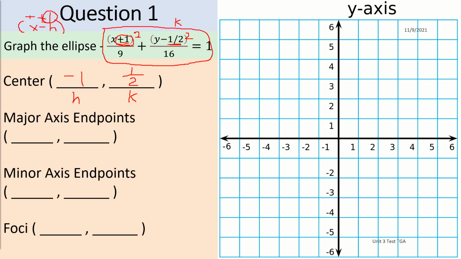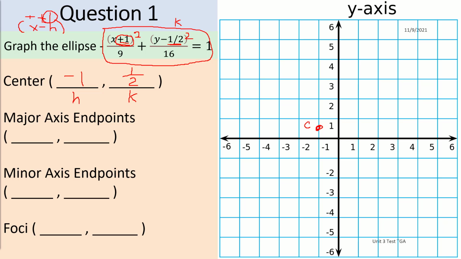Now we're going to find the major axis endpoints, the minor axis endpoints, and the foci all originating from that center. But first we've got to determine what the major axis is doing. Is it traveling in the direction of the y-axis or in the direction of the x-axis? Well, we look at the denominators, 9 and 16.